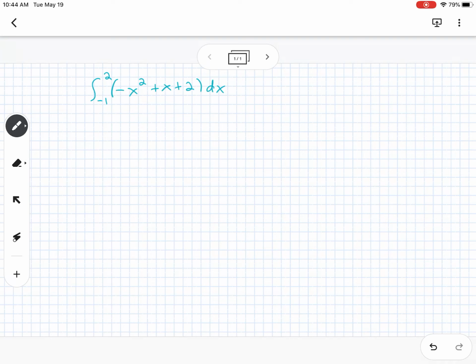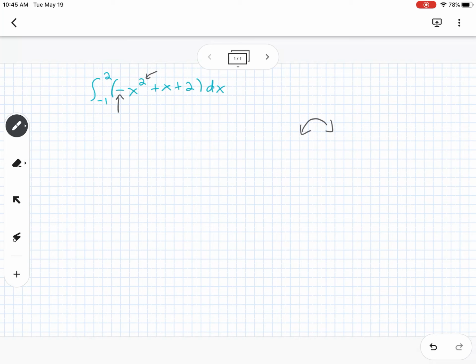Okay, so when you're looking at any polynomial graph, you're going to look at the highest degree, and in this case it's a 2, which means it's going to be a parabola either opening up or down. And because there's a negative in front, it's going to open down. And so here's an idea of what we're looking at.